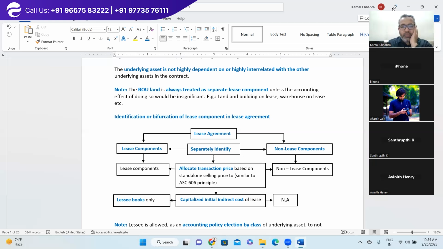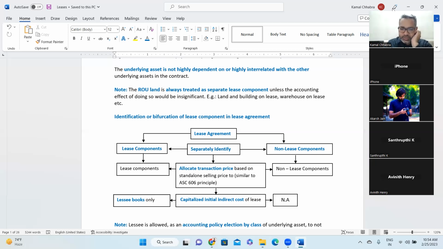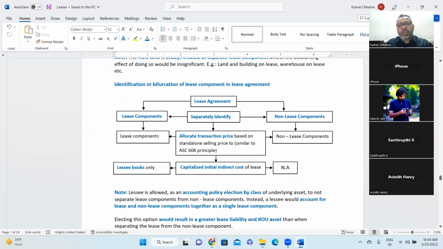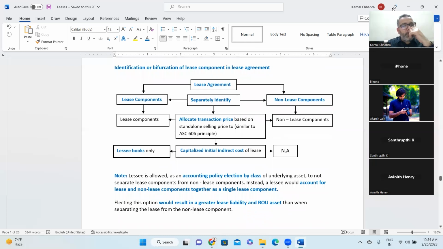Identification or bifurcation of lease component. How do you identify and how do you bifurcate the lease component? So let's understand that through this small pictorial presentation. In a lease agreement, just keep in mind your company has taken an office on lease from DLF. Imagine DLF has provided the bare space. They have also provided some equipment, some computers, and some furniture.